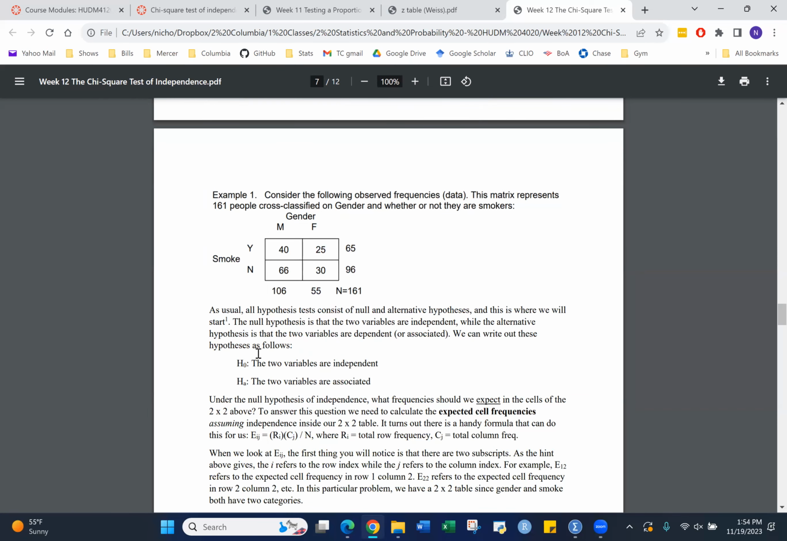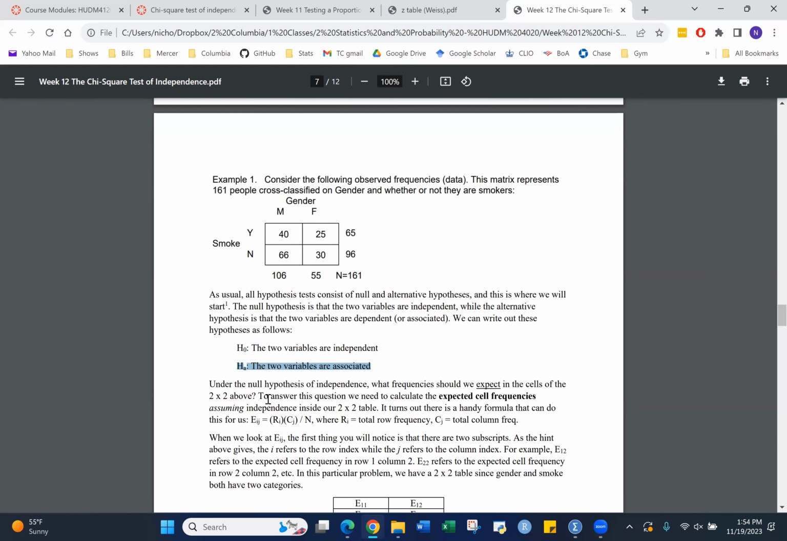And like we do with all statistical tests, the first thing we do is talk about what the null and alternative are. So the null is the two variables are independent, and we're going to compare that to the alternative: hey, they're actually associated, right? That's step one of every hypothesis test you'll ever do. You must list the null and the alternative, or you don't know what you're testing.